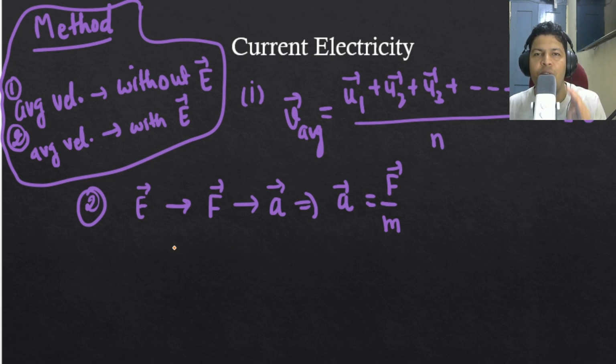So just find out all the new velocities. Which equation will we use? V equals U plus at. We will find it out at different times.